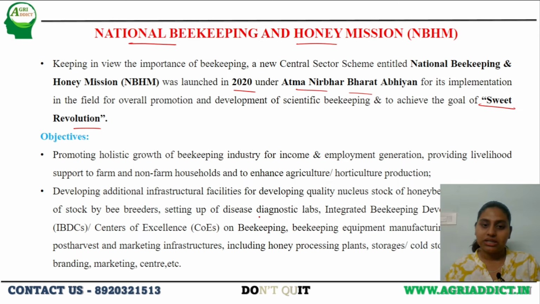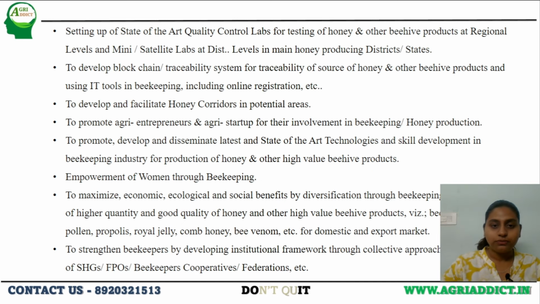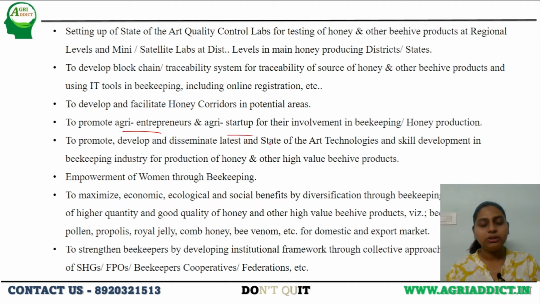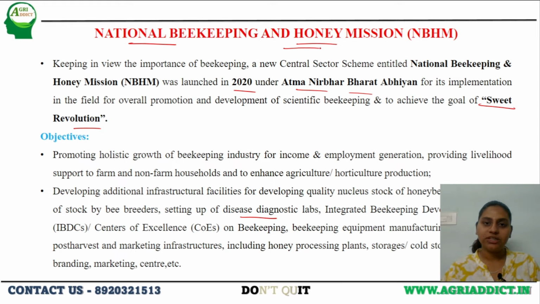facilities, like they constructed disease diagnostic labs and also labs to check the honey quality, and also they gave farmers free training, that is, they promoted the benefits of beekeeping among farmers, and also they promoted agri entrepreneurs and agri startups who are involved in beekeeping to produce good quality honey. And also they tried to involve women in beekeeping, and gave monetary support to purchase various equipment used in beekeeping. These are the facilities provided under National Beekeeping and Honey Mission, that is majorly focusing on promoting beekeeping among the farmers and also attaining sweet revolution.